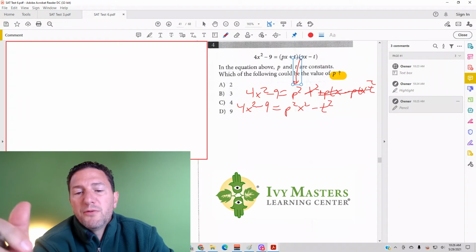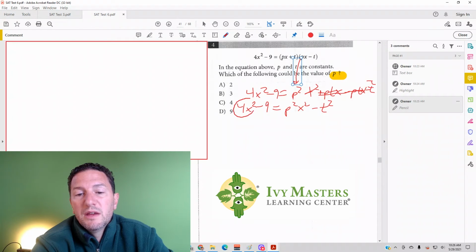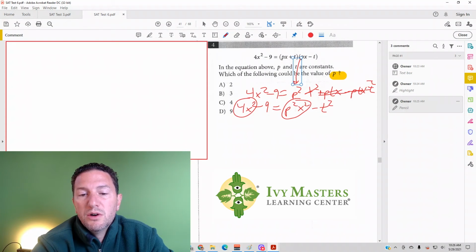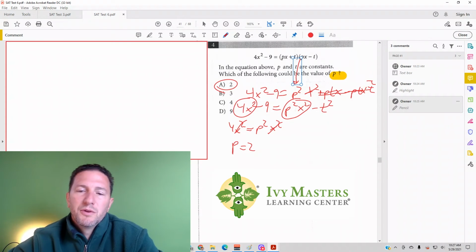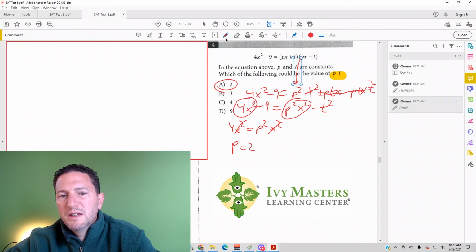Well, you always multiply the first two terms to get the first term, and whatever is attached to x squared corresponds to whatever else is attached to x squared. So you could just set 4x squared equal to p squared x squared. And if you divide both sides by x squared, the x squareds cancel. You see that p squared equals 4, and taking the square root of both sides, you'd get p equals 2. A is your answer. And if you did the same thing for your t, you would find that t is 3. It's not asking for t.